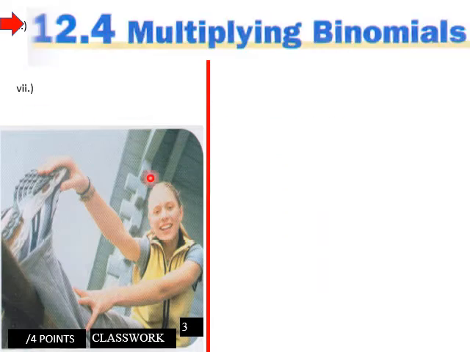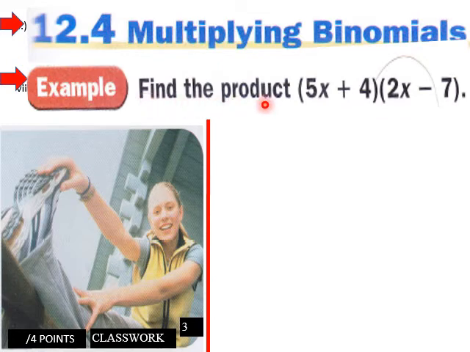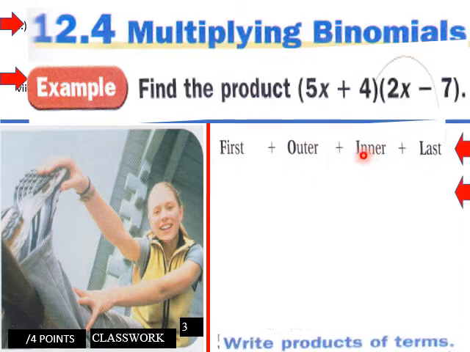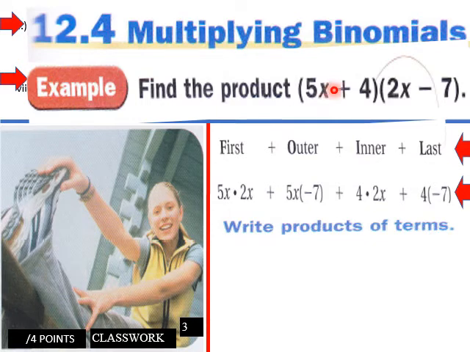Into our next example here, we're going to go into 12.4, multiplying binomials. So find the product of 5x plus 4 times quantity 2x minus 7. So for this binomial here, to find that product, we go first, outer, inner, last, which is FOIL. Remember, students, first, outer, inner, last, that spells FOIL. So for the FOIL here, we got 5x times 2x plus 5x times negative 7 plus 4 times 2x plus 4 times negative 7.